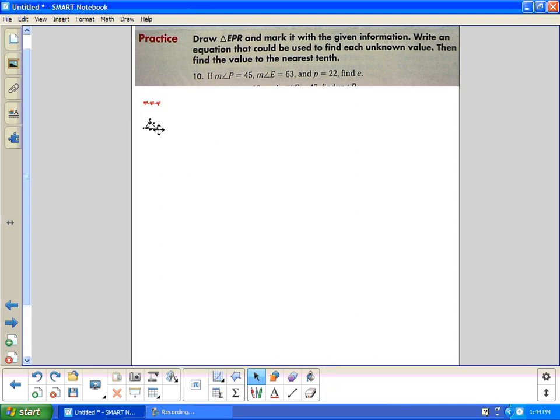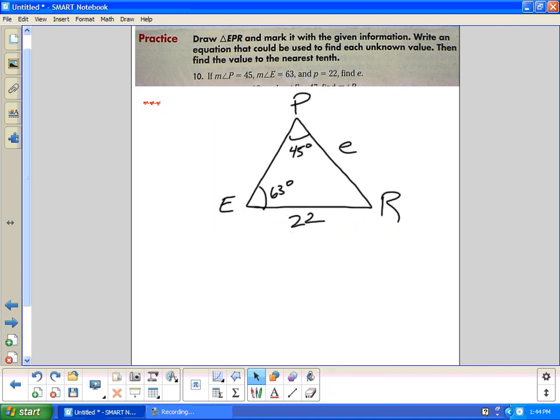If I draw the triangle, I don't care about the scale. You notice I draw an equilateral and I just label it E, P, and R, right? And I label the 63, doesn't matter. You can rotate this any way you want, okay? So I just write E, P, and R, and I put 63 degrees on E. I put 45 on P. I put little p equals 22, so we know that has to be the leg opposite, right? So I put little p there, and it says find little e, which has to be the leg opposite E. So I put e out there.